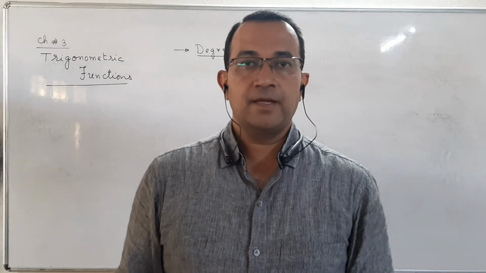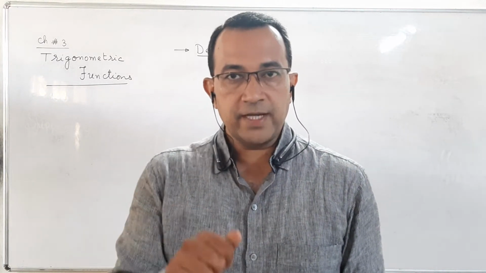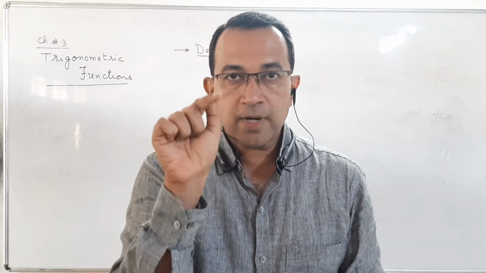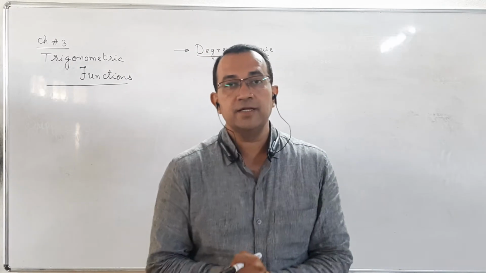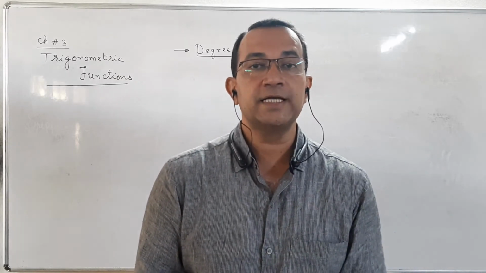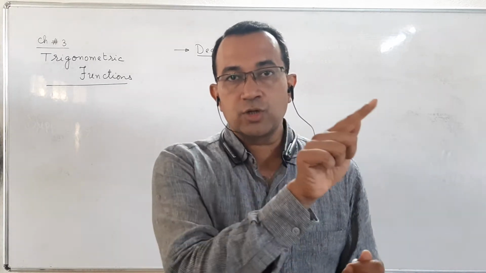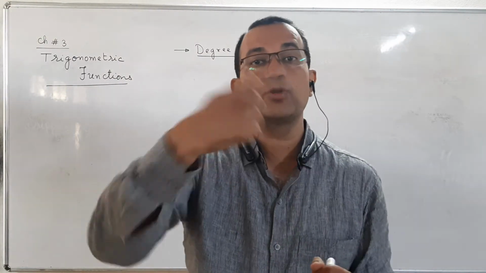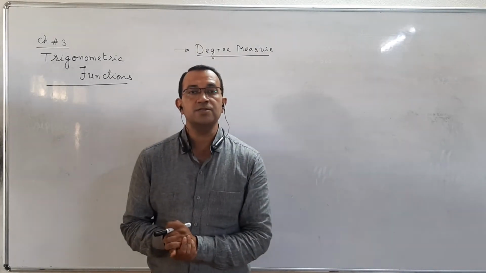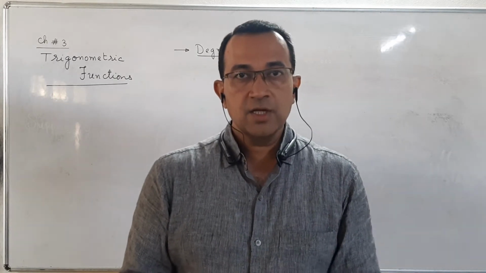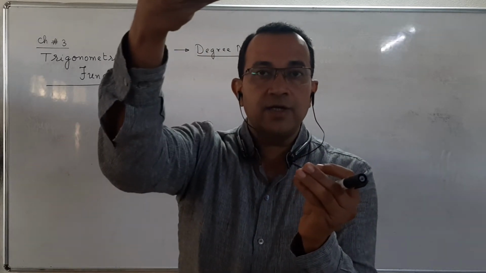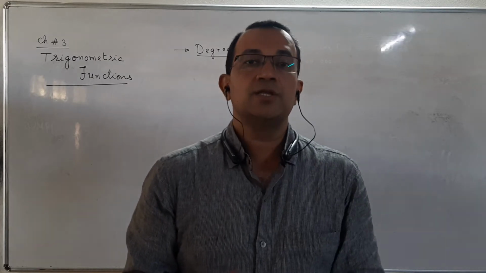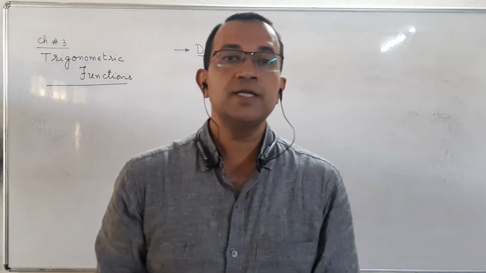Pay attention. When the rotation of the initial ray to the terminal ray is 1/360th part of the total rotation, then the measure of the angle subtended is 1 degree. I repeat, when the rotation of the initial side to the terminal side is 1/360th part of a complete rotation, then the measure of the angle subtended is 1 degree. Clear? So when the initial side to the terminal side rotated is 1/360th part of one complete revolution, then students, the measure of the angle is defined as 1 degree.